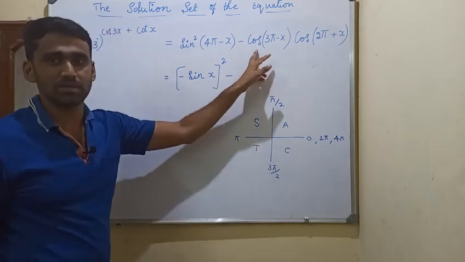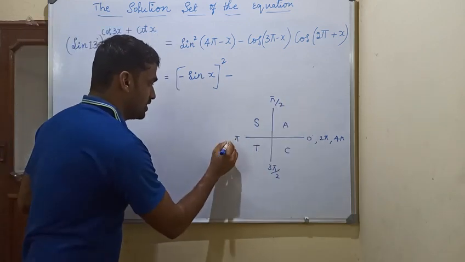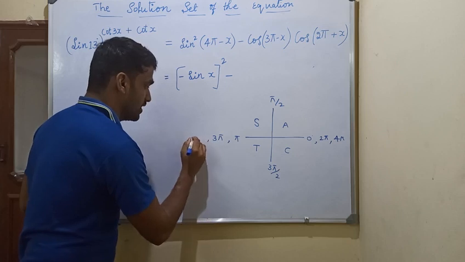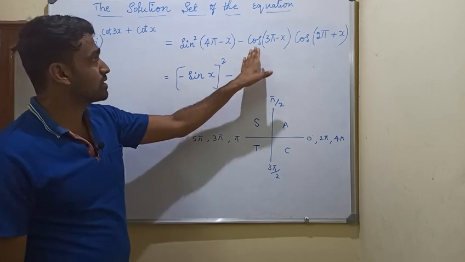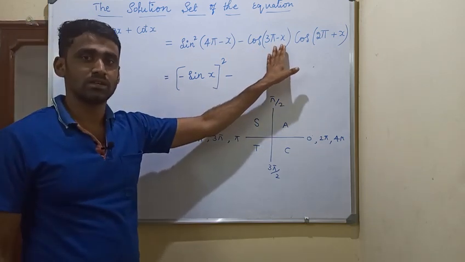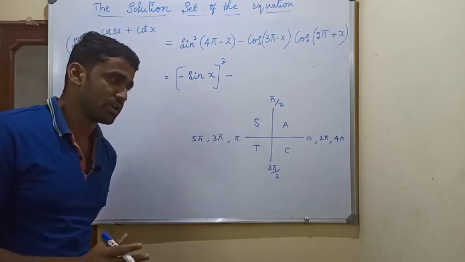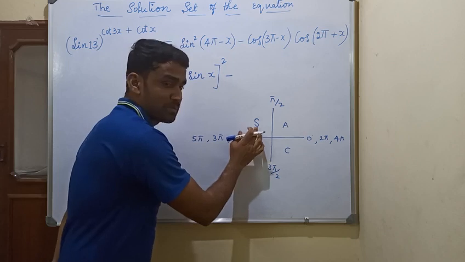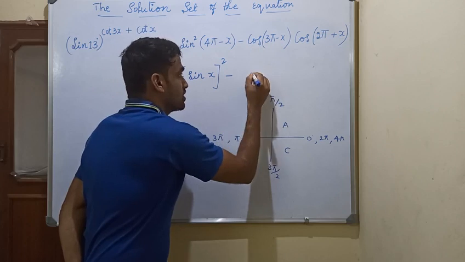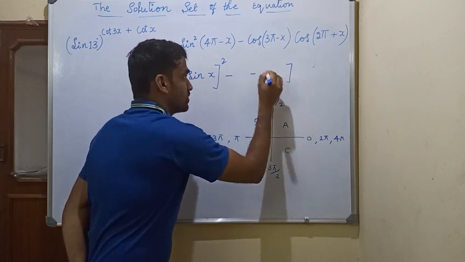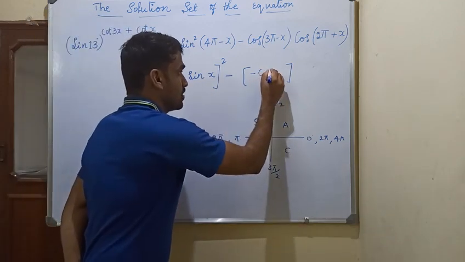Minus. What is cos(3π − x)? Here is π, 3π, and repeatedly 5π, the odd multiples of π. Now, cos(3π − x) comes in the second quadrant. In the second quadrant, only sin and its reciprocal are positive, so cos is negative here. So cos(3π − x) is negative. It is cos only, cos of x.